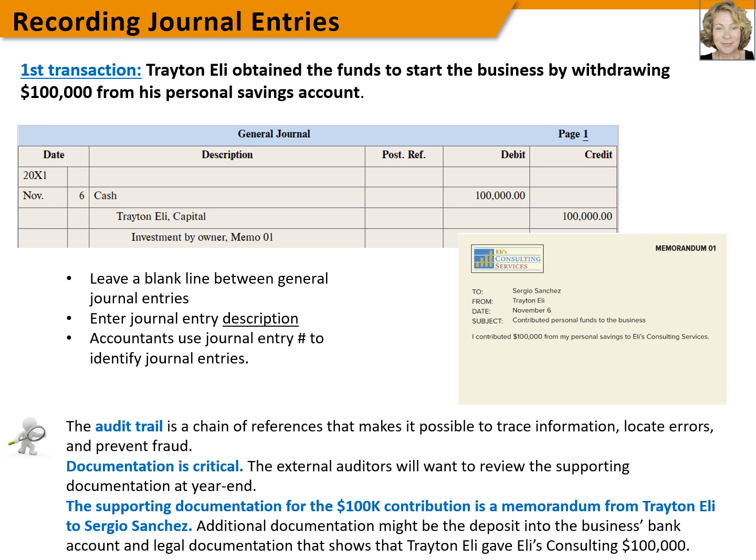To record this business transaction, we debit cash for $100,000 because cash is an asset and assets increase with debits. Therefore, a debit to cash for $100,000. For our credit side, our capital increases, and owner's equity, which capital is part of, increases with credits. Therefore, a credit to Trayton Eli, Capital for $100,000.